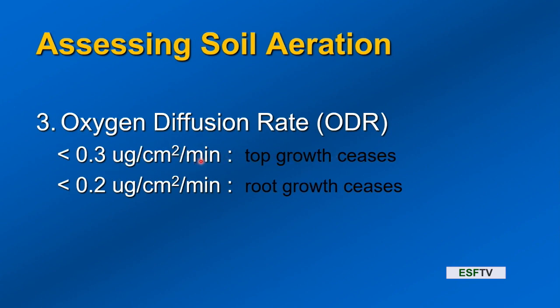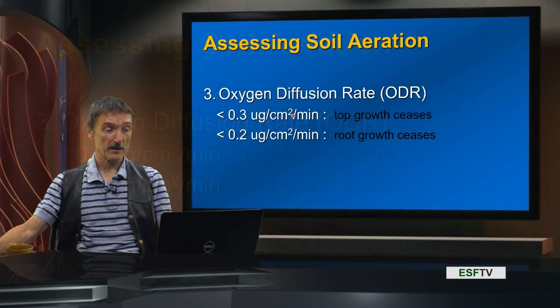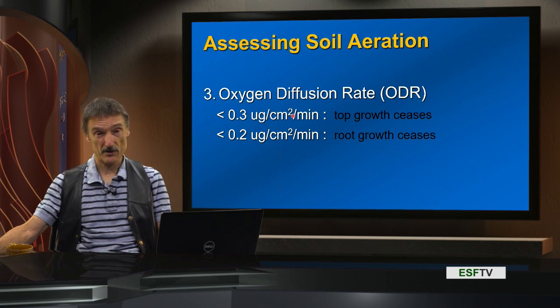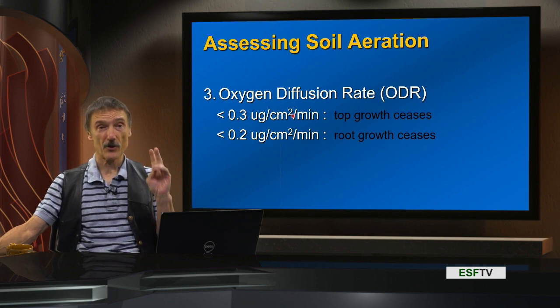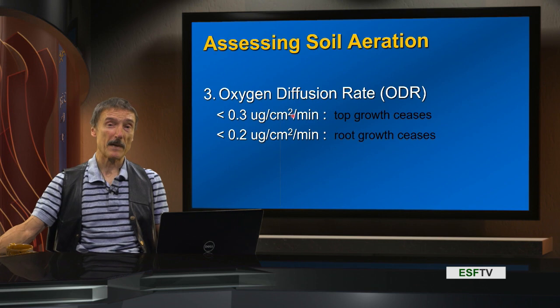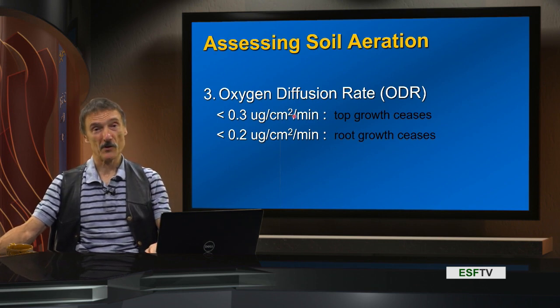And here's another way for us to assess aeration. We can measure the oxygen diffusion rate. If we exceed these numbers, we have good aeration. If we are below this cutoff, we tend to have poor aeration. Okay, so we just added another metric onto gas concentration and air-filled porosity, and now oxygen diffusion rate. So this is our third metric to assess soil aeration. But there's more.